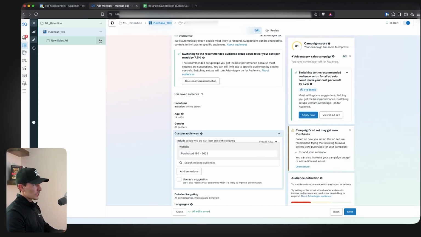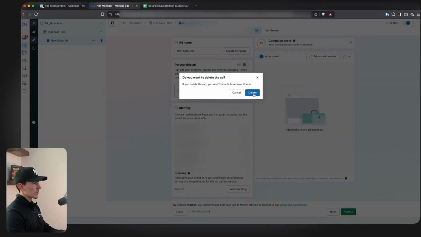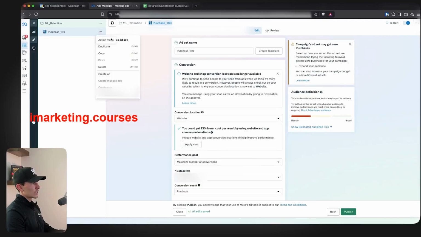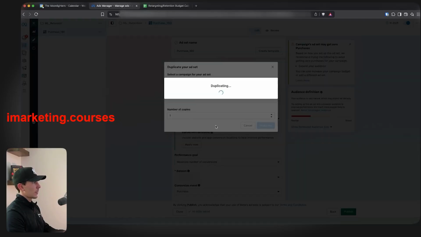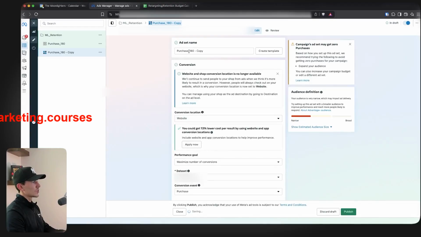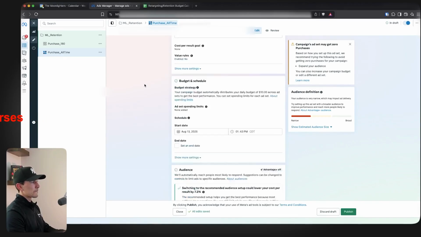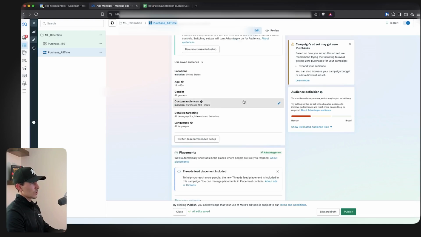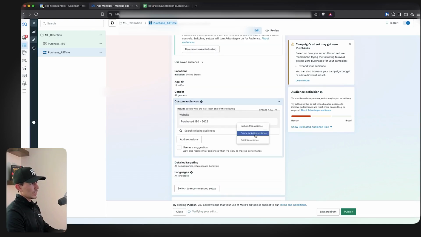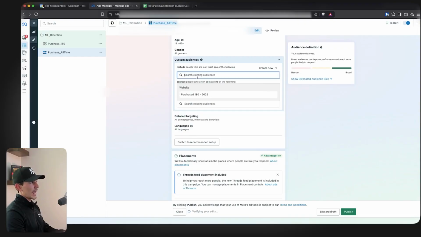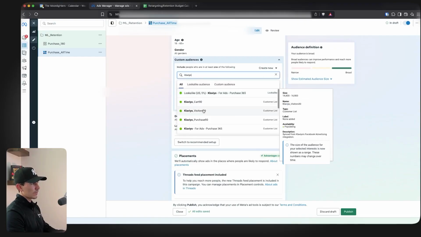The next thing we're going to do, let's get rid of this ad. We're going to get to those later. The next thing we're going to do is we're going to duplicate this. We're going to change this to purchase all time. And this is going to be the same thing as we did before, minus the 180. So we're going to take this 180. We're going to exclude here. We're then going to add the Klaviyo 365.